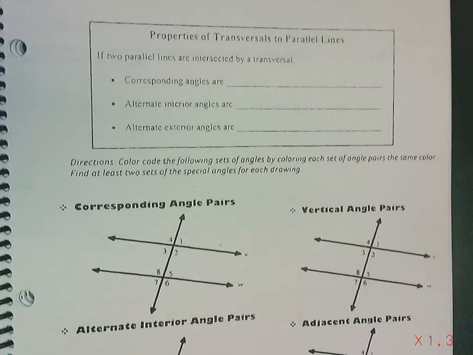Okay, today we're going to be learning about angle pairs, and there's different names for different types of angles. So this is page 26 in your green book. We're going to go over the definitions and then we're going to do some problems together.